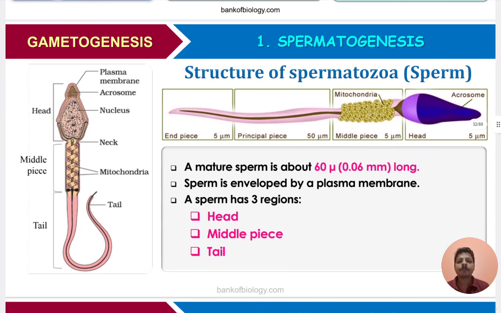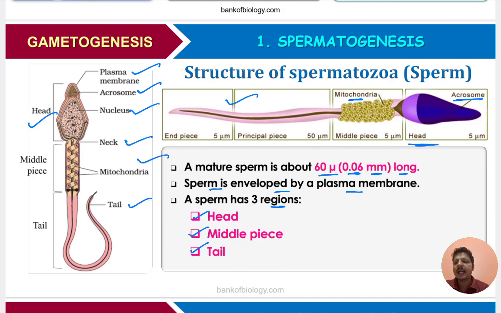So let's start. Coming to the structure of spermatozoa or sperm. Here you can see the head piece covered by acrosome, the middle piece made up of mitochondria, and the end piece, the tail portion. A mature sperm is about 60 micrometer in length. Sperm is enveloped by plasma membrane. A sperm has three regions: head, middle piece and tail. In the head you can see the plasma membrane as the outer covering, the acrosome, the nucleus, the neck portion having mitochondria, and finally the tail.